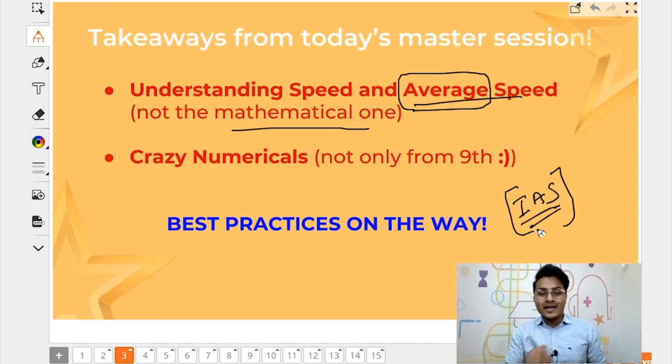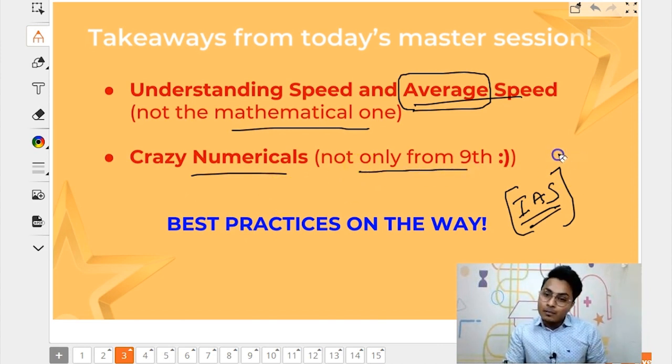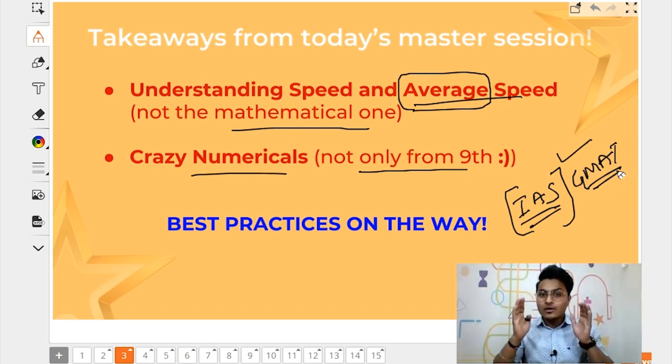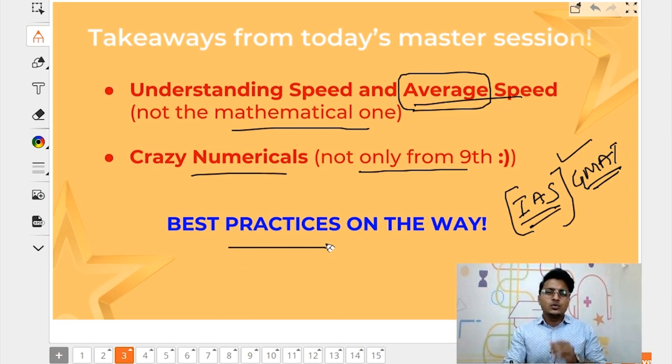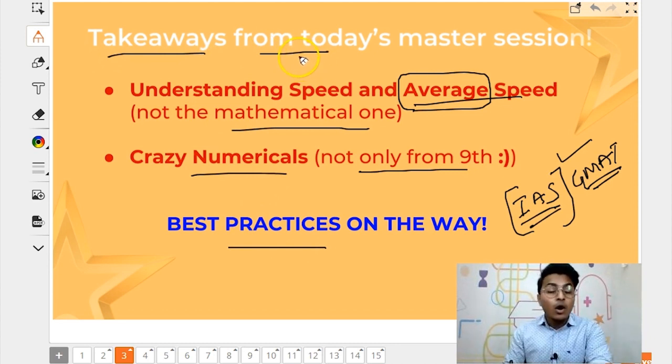Got it? Great. As I said, we are going to solve crazy numericals. As I promised, we are not only going to solve from 9th standard, but directly from IAS level questions. I'll give you a few questions which have come in IAS examinations, in GMAT examinations, all those examinations which you have never heard of. And on the way, I'll tell you best practices to solve them and to understand them very clearly. So this is what is going to be your takeaway from today's master session. I believe all of you are ready, so let's start the challenge.